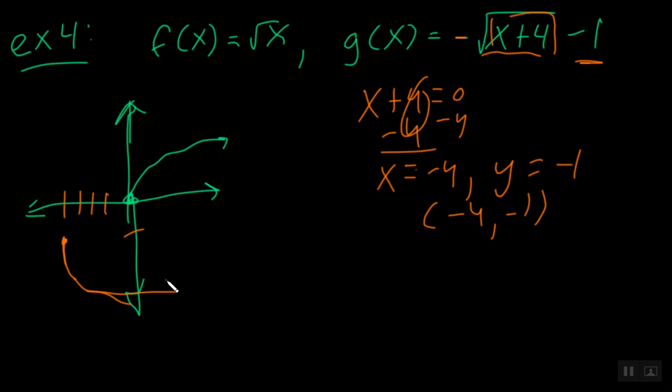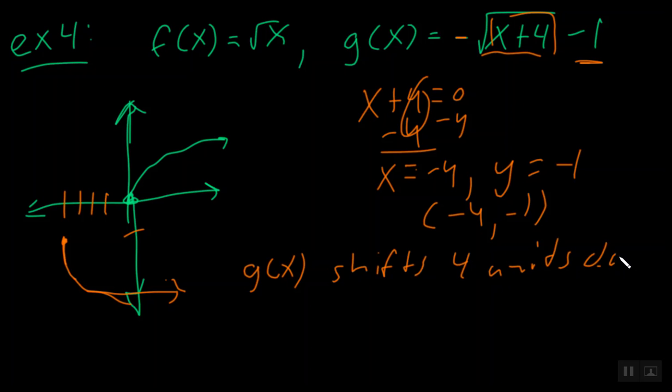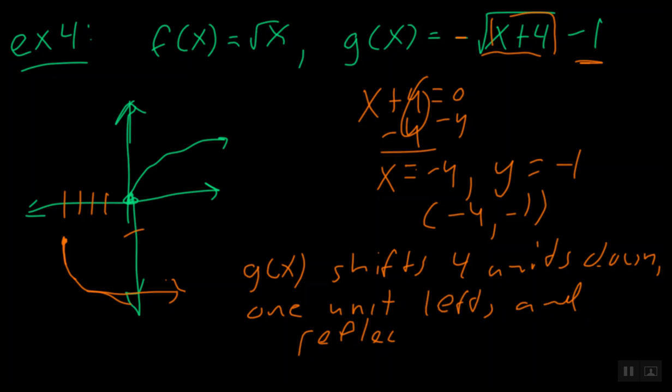Guys, I forgot to write out my description in the last one, but let's just go ahead and do it right here. We would say that g of x shifts 4 units left, 1 unit down, and reflects down. And guys, so long as you know these simple basic rules, you can graph any square or square root function very simply.